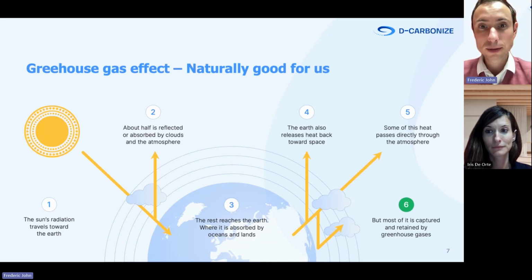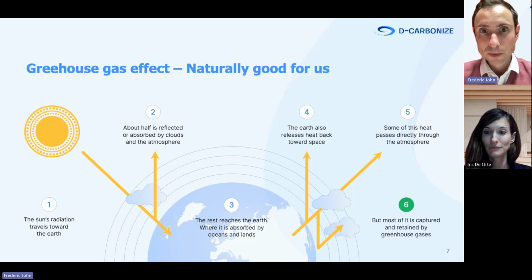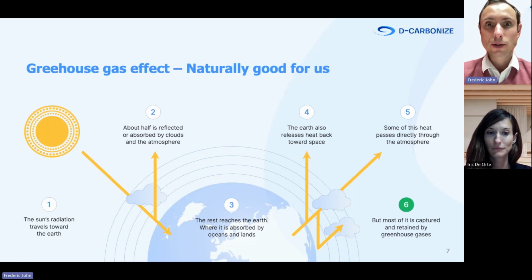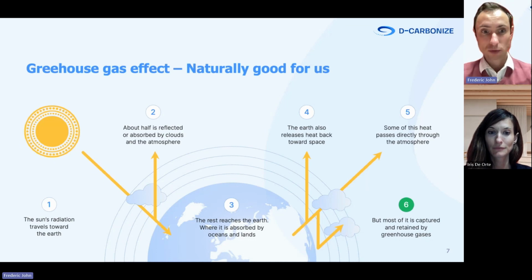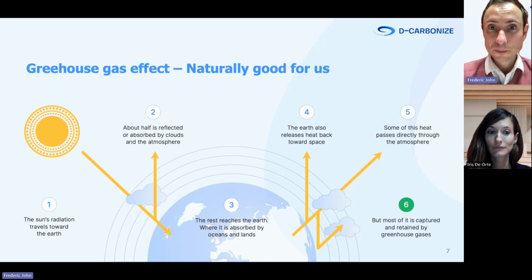Part of it is sent back to space, and that's point number 4. But another part is trapped by what I will call a blanket. It's trapped by greenhouse gases. And these greenhouse gases have the power to reflect this energy down to the surface of the Earth. And the more greenhouse gases you have, the more energy is reflected back to Earth.